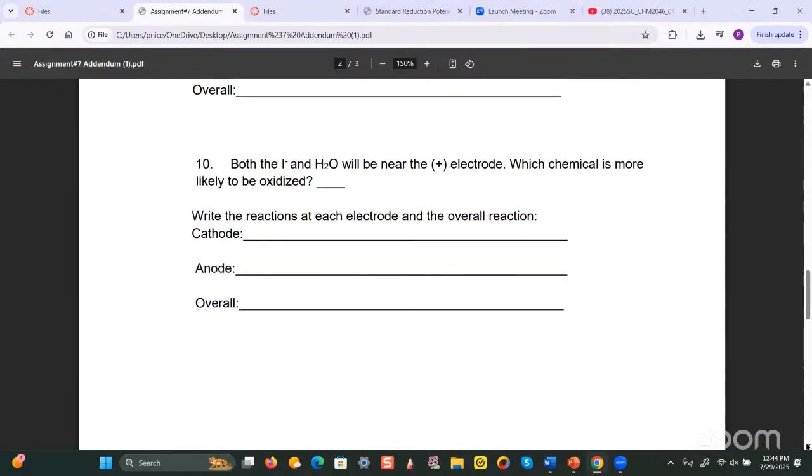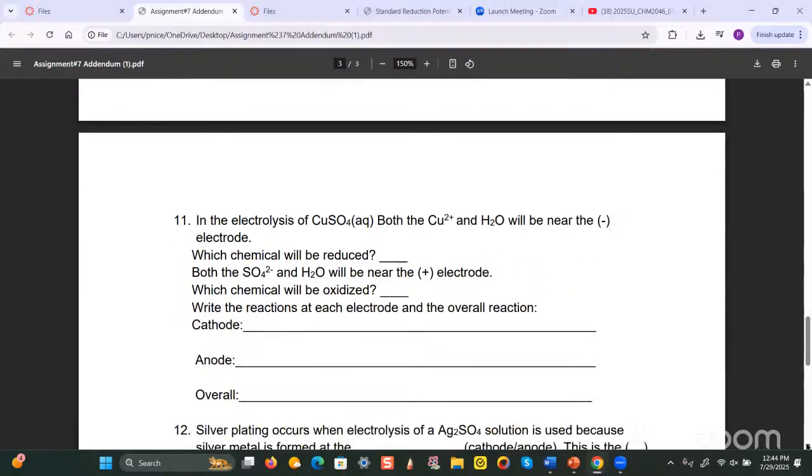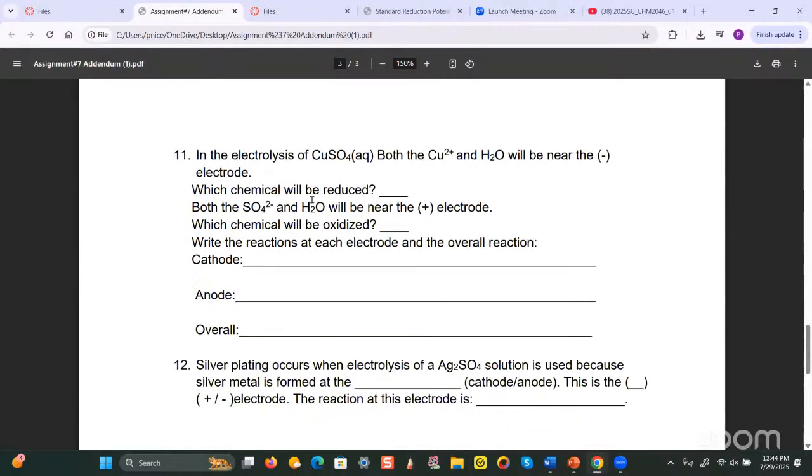So we just did number 10. Okay, let's look at 11. In the case of 11, it says in the electrolysis of copper 2 sulfate, both the copper 2 plus and water will be near the electrode. So let's look at what happens as far as the reduction of copper 2 plus and water.